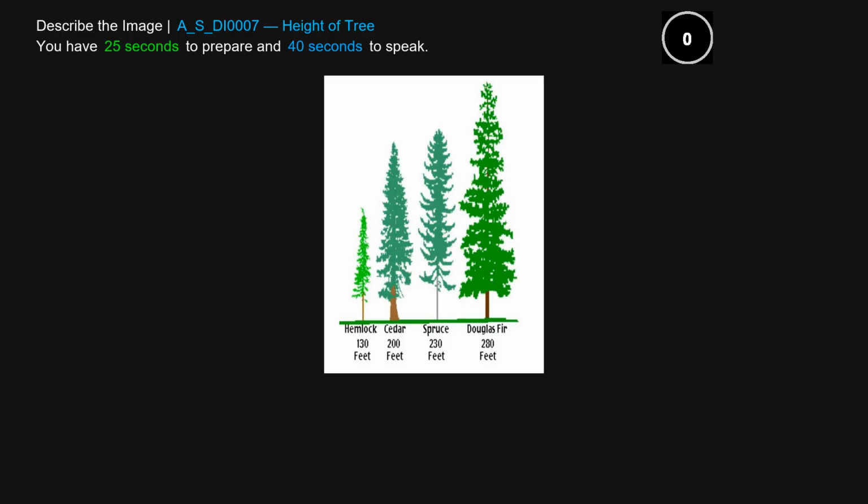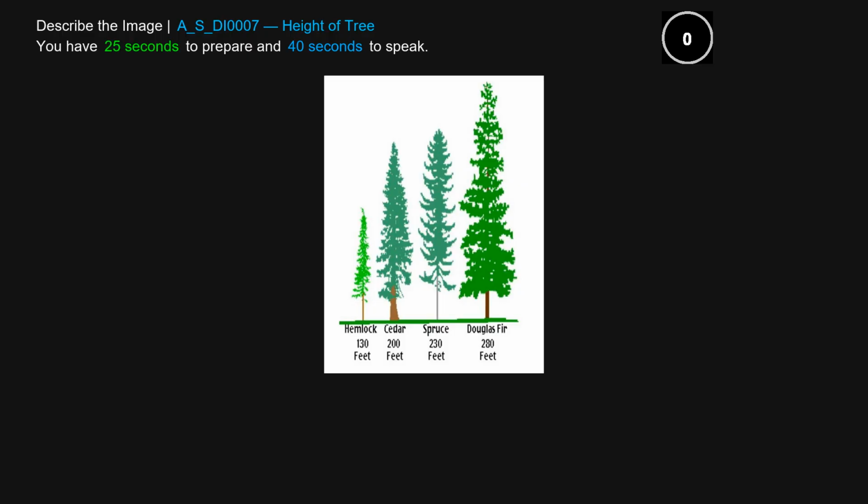The title of the paragraph is Height of Tree. On the x-axis we have numbers 130 feet, 200 feet, 230 feet, 280 feet. On the y-axis we have names Hemlock, Cedar, Cypress, Douglas. The highest value is given to Hemlock, which is 130 feet, and the minimum value is given to Cedar, which is 200 feet. Overall, the bar graph is very informative, which shows the information about the height of tree.